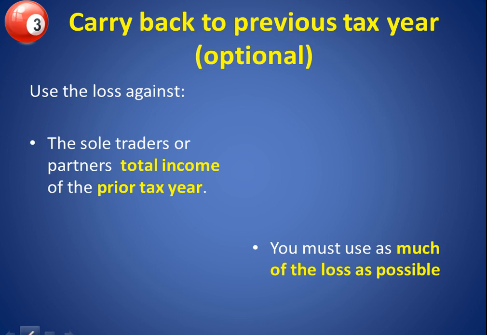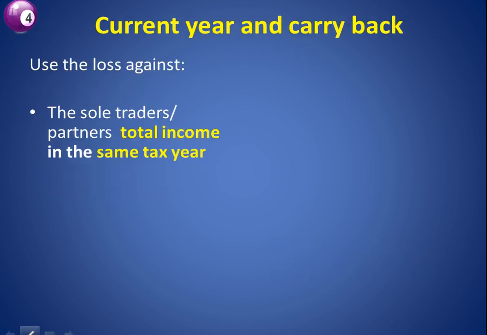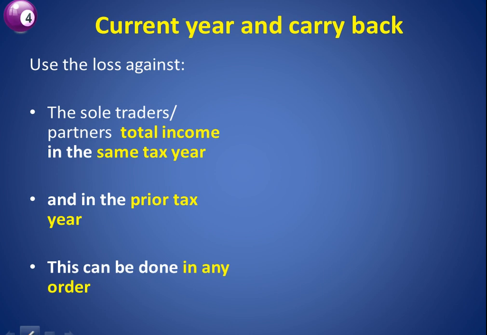Now the next option is a combination of options 2 and 3. What you can do is use the loss against your income in the current year, and then once you've done that, if you have any loss left, you can carry it back to the previous tax year. So again against total income in the same year as the loss and the previous year of the loss. Now you can do this in any order. So you could do current year and then go back, or you could do the previous year first and then come back and do the current year. And then if you had any loss left, you would just carry it forward and use it against the first available trading profits.